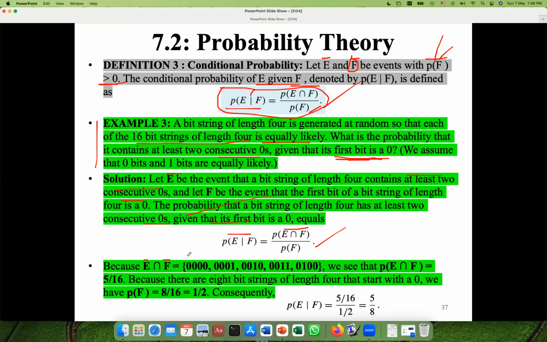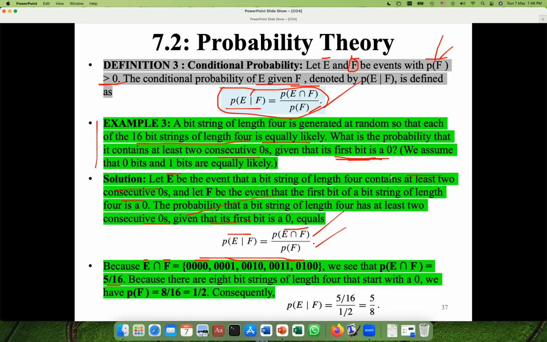Let's have a look now. So E intersection F is now what? 1, 2, 3, 4, 5. So these are those numbers. So probability of E intersection F is what? Total is 16 bit strings, and I want these 5. So 5 divided by 16. Now you have that probability.